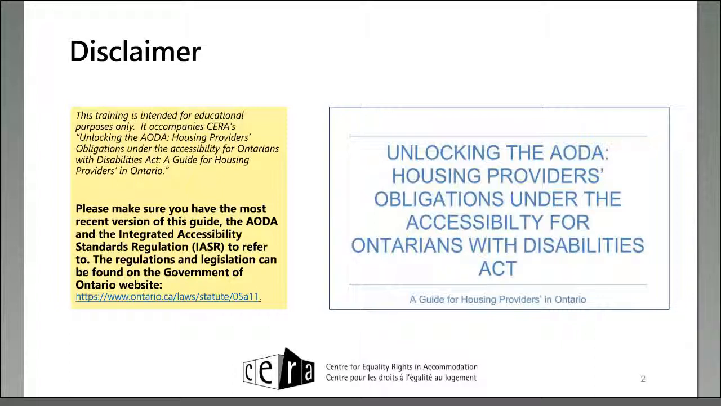And before we start, a quick disclaimer. This webinar and the accompanying guide are intended to provide general information about your accessibility obligations. It is not legal advice, nor is it intended to substitute for legal advice. For information or questions about your specific situation, please consult a lawyer.